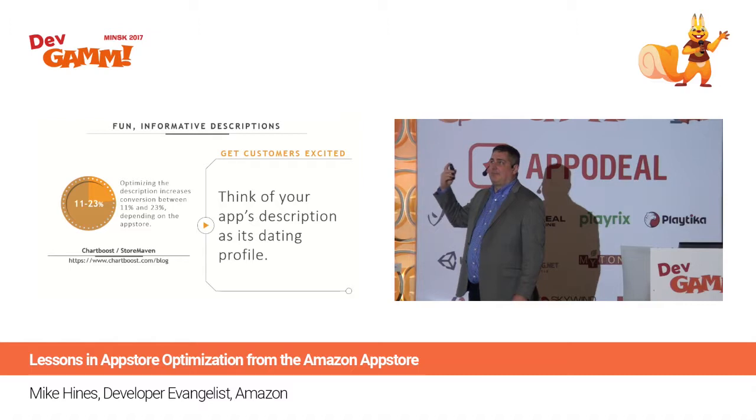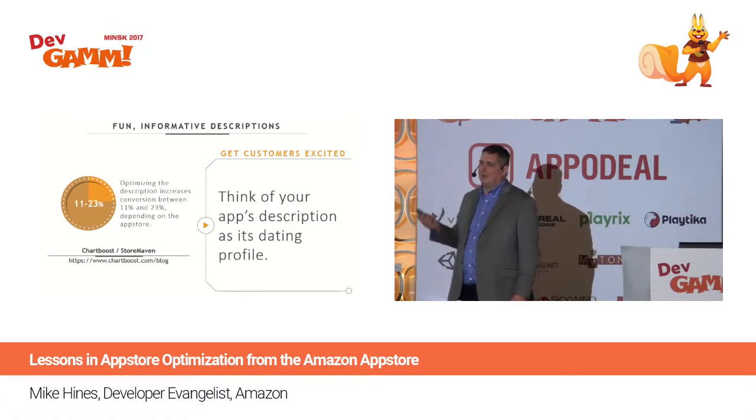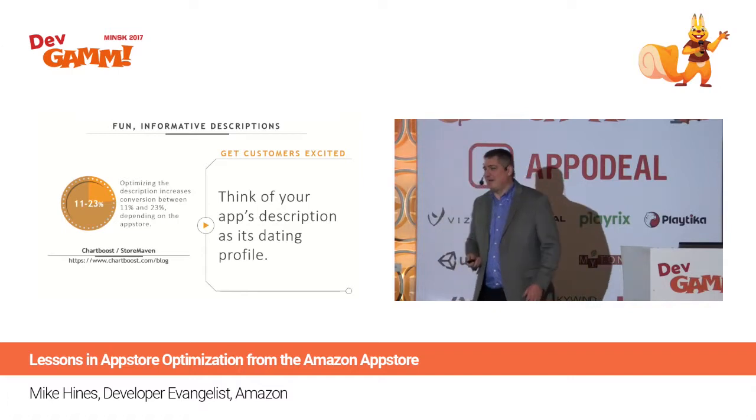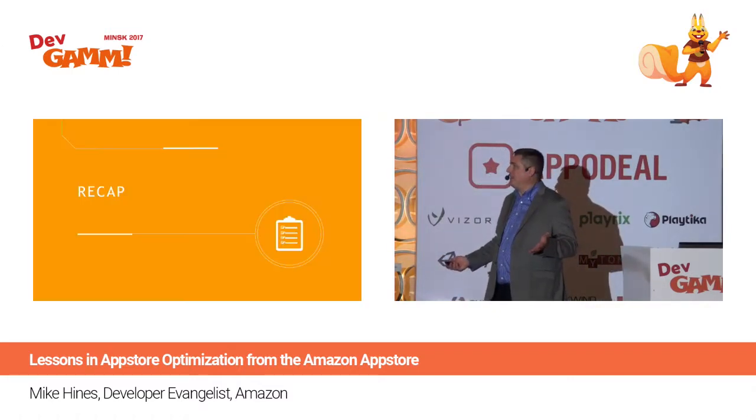I mean, the product description really is your app's dating profile. So if you've got a premium game, read your product description. Would you take it home with you? I don't know, would you? So think about that. Okay, that's a fair amount of data to throw at you.